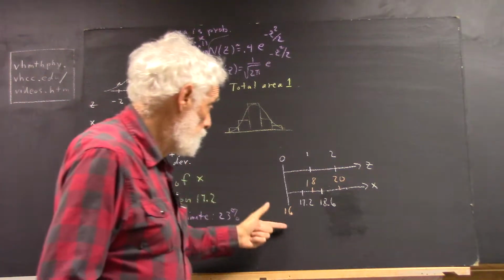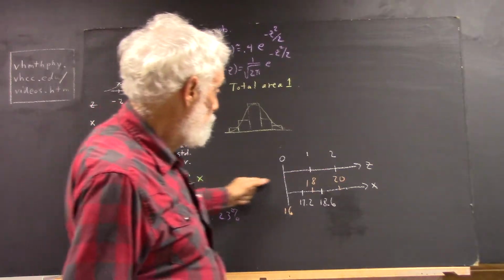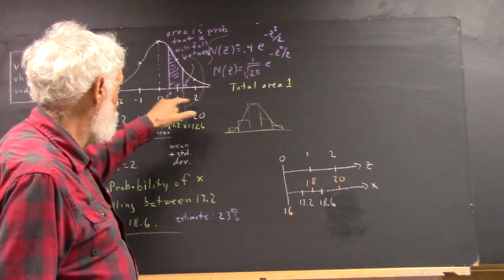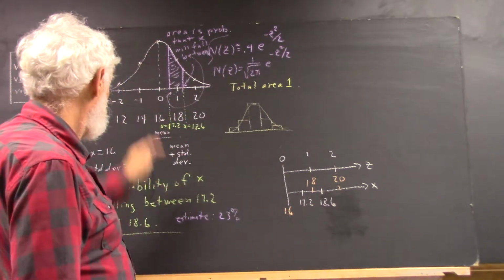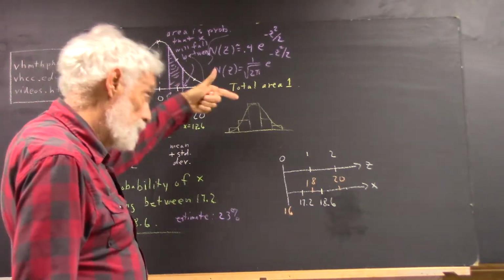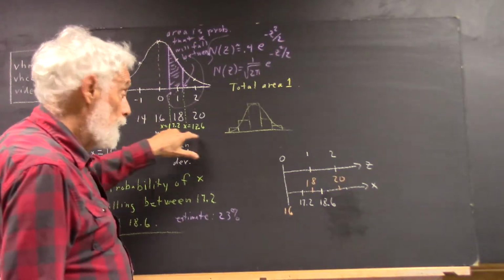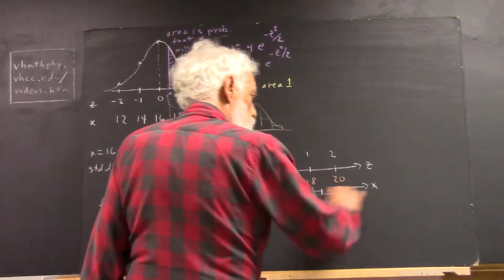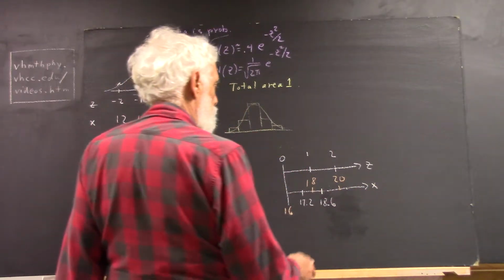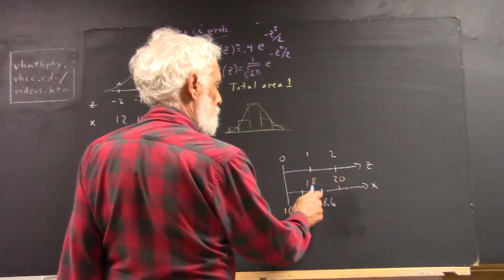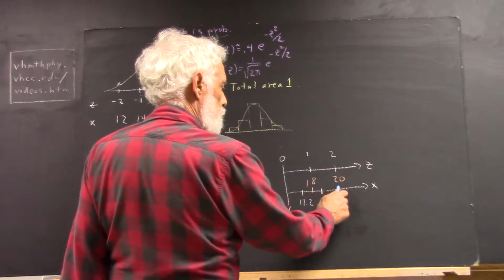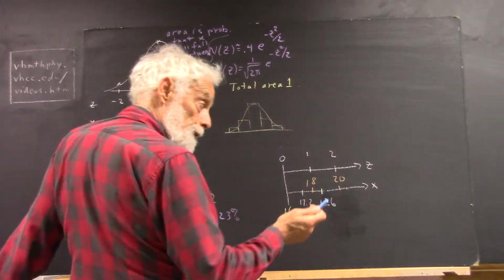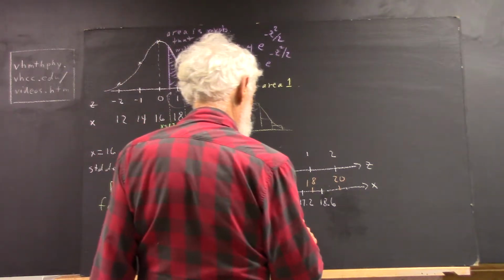Well, I've drawn a picture over here. Here's our z, and I've got 0, 1, and 2 because that's the relevant part of the axis for these numbers. Okay? Now, I've also got my x numbers here. So that z equals 1 corresponds to x equals 18, z equals 2 corresponds to x equals 20, z equals 0 corresponds to x equals 16.